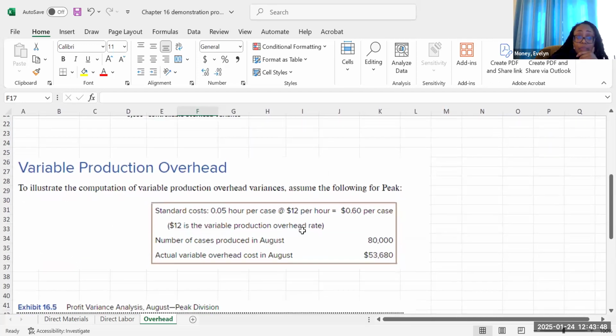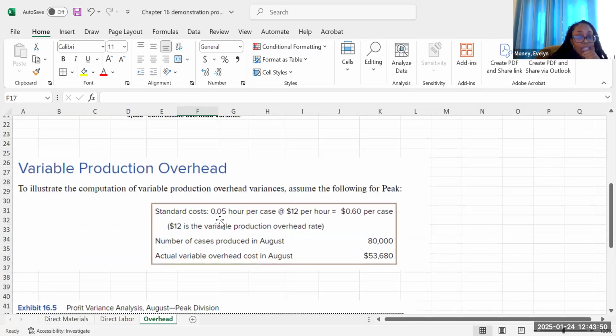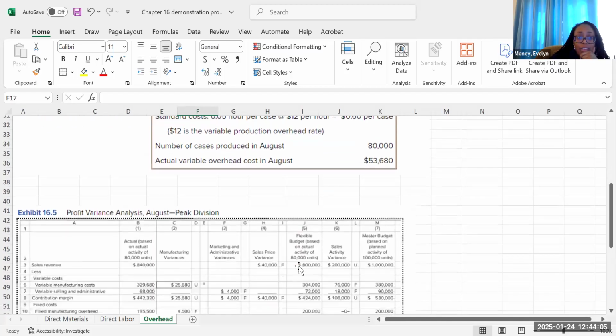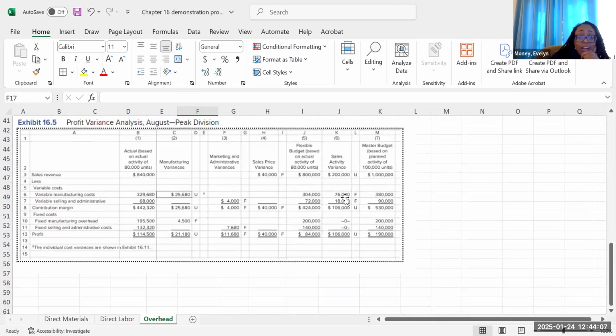So for our standard, notice we're still using direct labor hours, 0.05 hour per case. And we have that $12 is the variable production overhead rate. That's good to know. Actual number of cases, and then the actual variable overhead. But down here is where I need to pull out the information to help me deal with fixed overhead. So there's a lot of information here.